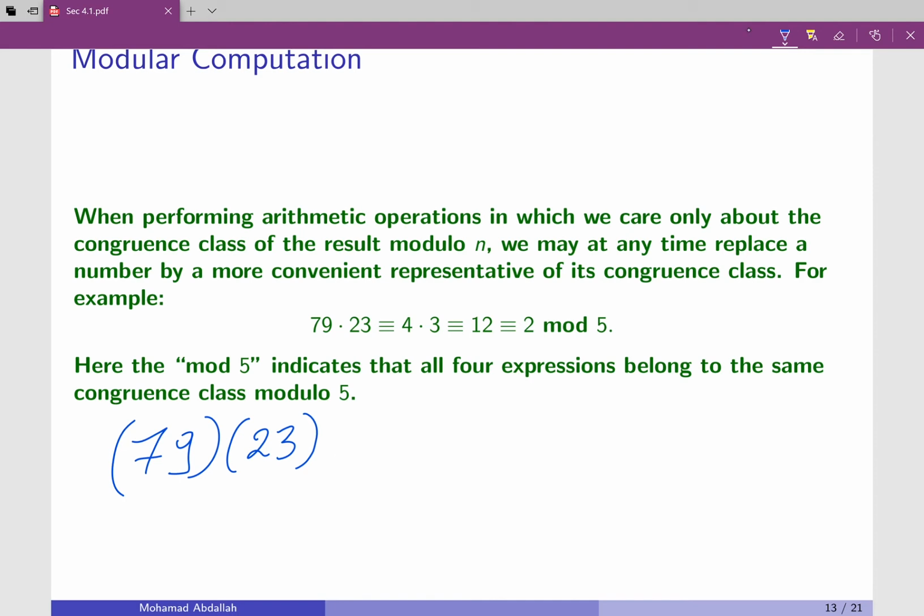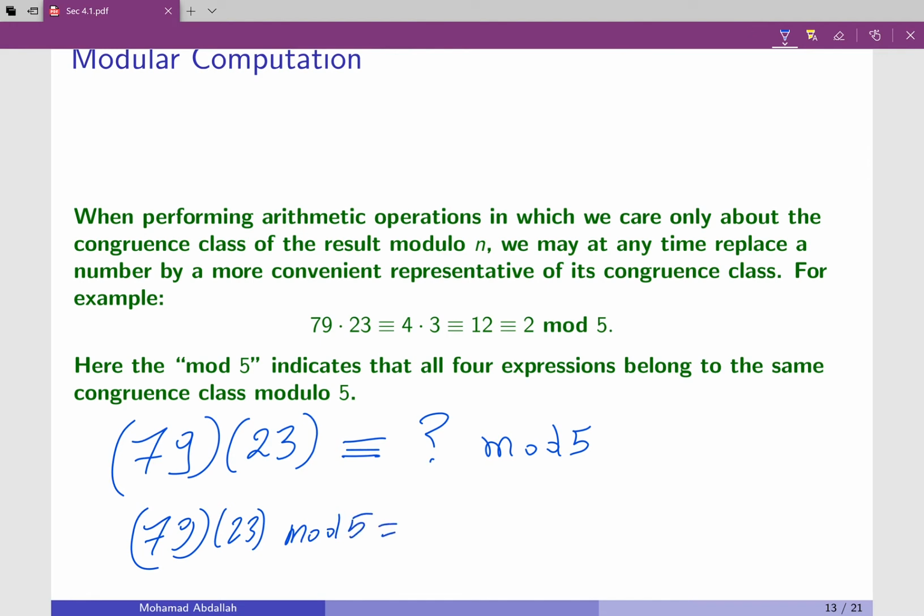Or I want to see what 79 times 23 is congruent to modulo 5. It's the same idea, because we showed previously that a congruent to b mod 5 means that a mod 5 is the same as b mod 5. So this is equivalent to finding 79 times 23 mod 5, if you want. The answer that you get here, you may put it here.